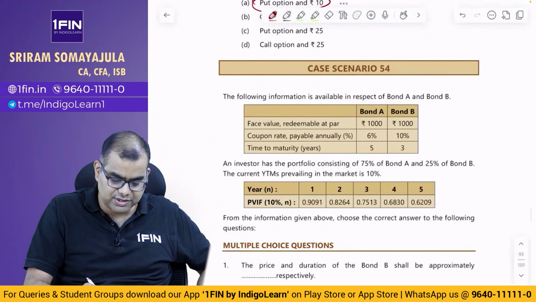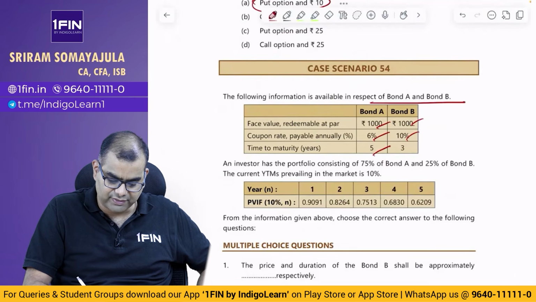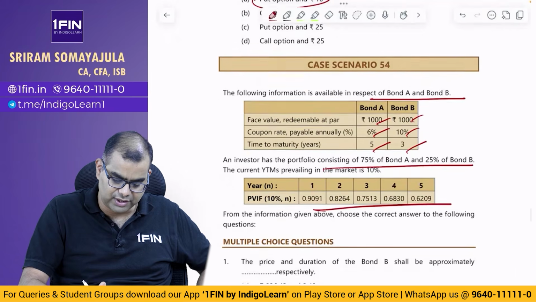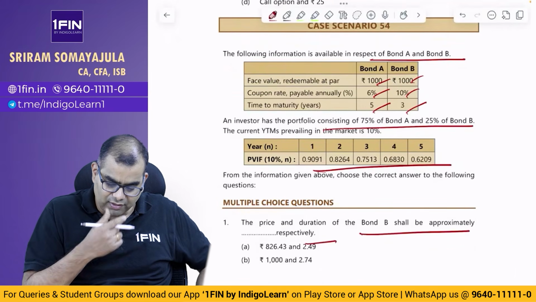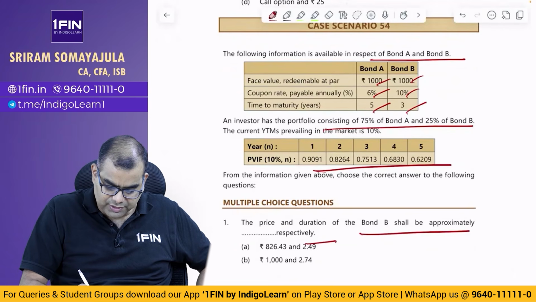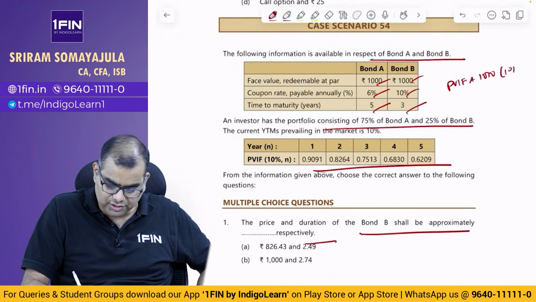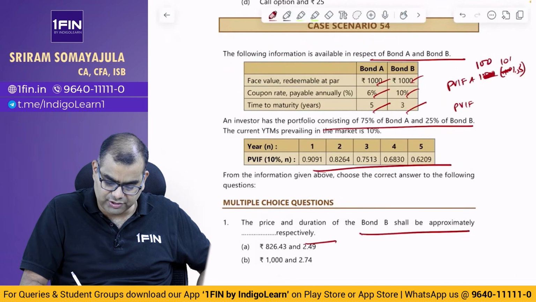Then the following information is available with respect to bond A and B. Face value 1,000, coupon rate 6 and 10, time to maturity 5 and 3. Investor's portfolio consists of 75% of A and 25% of B, YTMs are so and so. Answer the following: the price and duration of bond B shall be approximately. What is the price of the bond? See, present value interest factor annuity at 10% for 3 years, and present value interest factor of 1,000 at 10% after the third year.